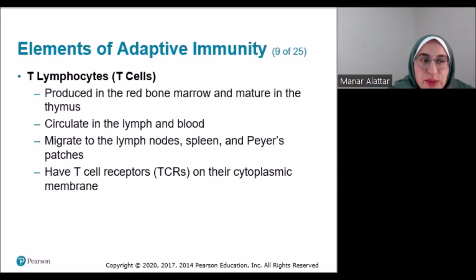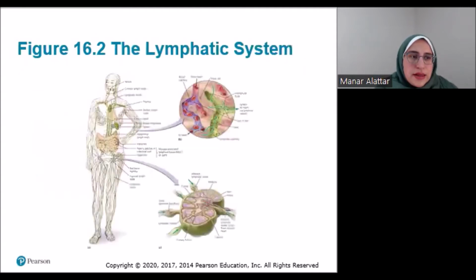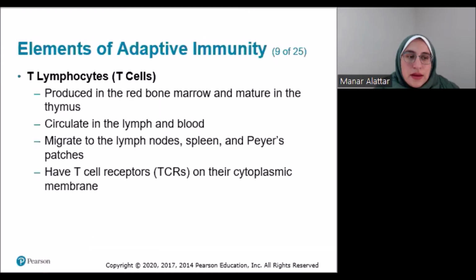Okay, so if we remember the T cells, we had mentioned they're produced in the bone marrow, but they actually mature in the thymus. The thymus is part of the lymphatic system, right here in this area around the heart, and interestingly, it's an organ that the T cells migrate to. There are chemical signals that are sent out, and these immature T cells migrate to the thymus.